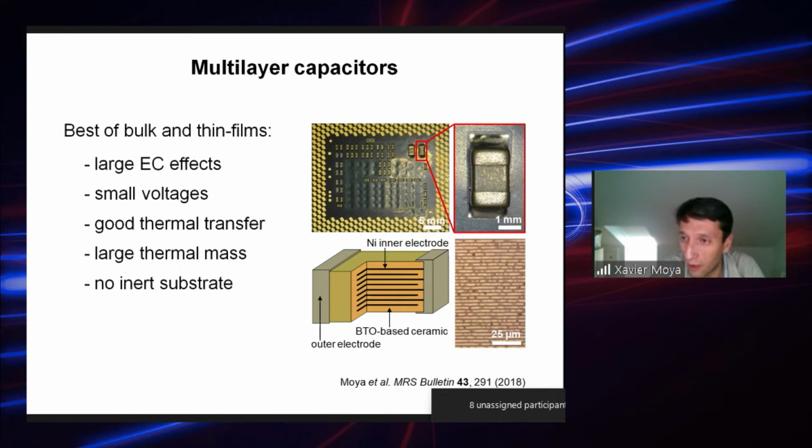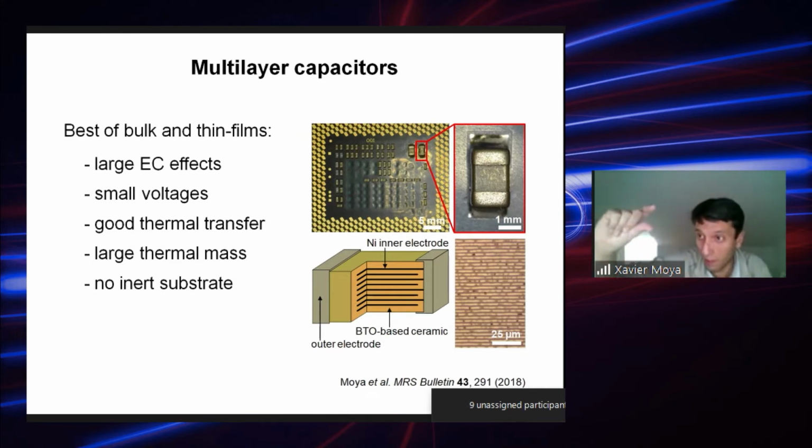They are normally used for storing charge. Also because of this idea of having many layers, so you can store more charge in a smaller volume. And these multi-layer capacitors, in a way, have the best of bulk and thin films. So they can have large electrocaloric effects. You can use small voltages because the electric field is voltage divided by thickness. So if the layers are thin, you can use a small voltage and get a big electric field. Because you have all these layers intercalated with metallic electrodes, you can actually have good thermal transfer.